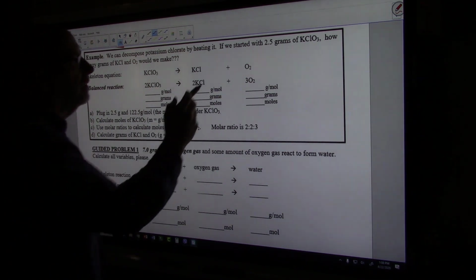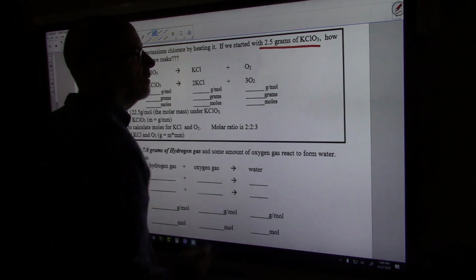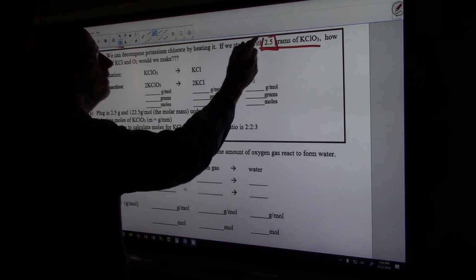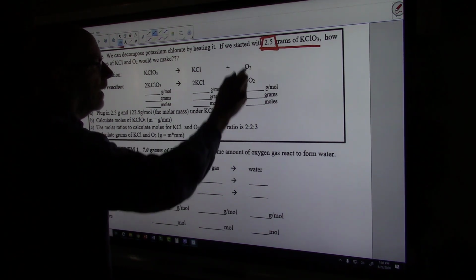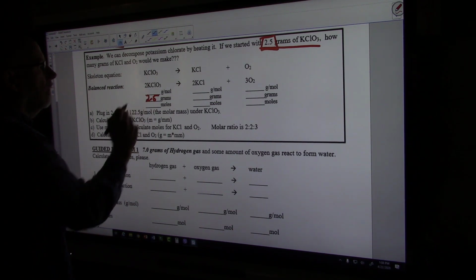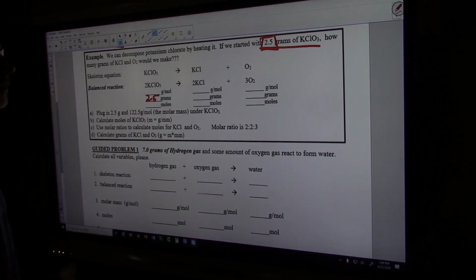In this case, it says we started with 2.5 grams of potassium chlorate. So probably we're going to need that 2.5 somewhere. Where would that go? Oh, that would go right here. 2.5 grams potassium chlorate. Write that down, please.